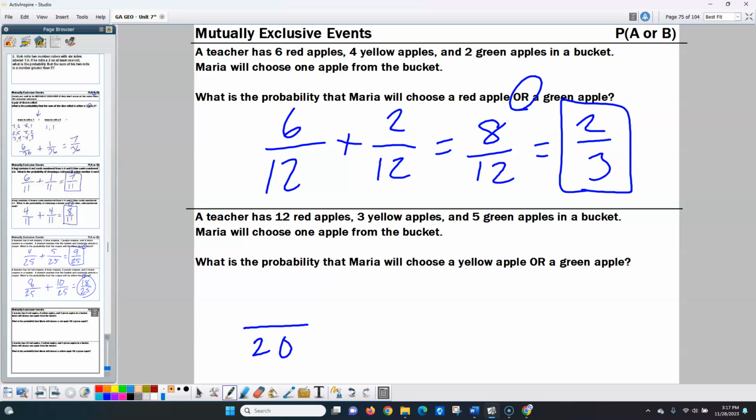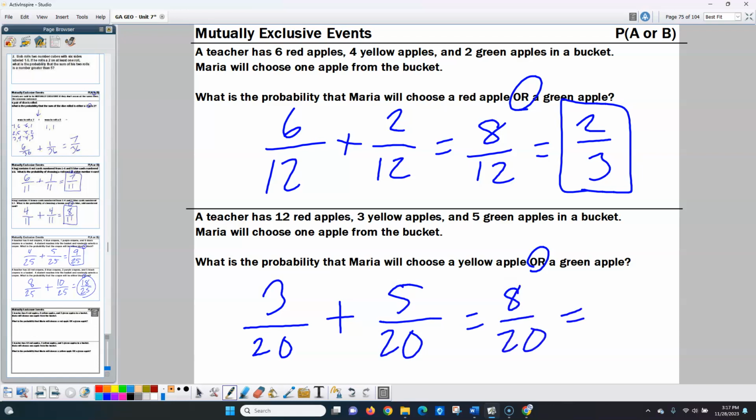And yellow would be 3 of them, right? Or means to add. A green apple would be 5 out of 20. That would be 8 out of 20. Your calculator told you 2 out of 5, I bet. Woo, that is a tough 5.